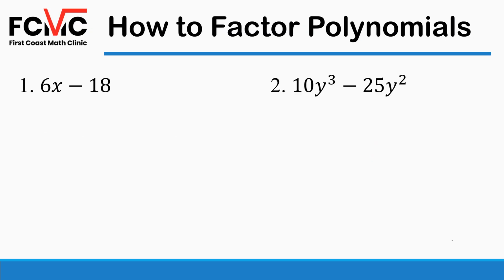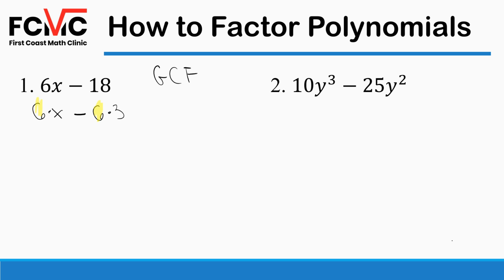So for examples 1 and 2, we've got 2 binomials. So those are polynomials with 2 terms, and we want to factor them. To factor our polynomials, we have to find our GCF, our greatest common factor. So let's start with number 1. We've got 6x minus 18, and let's factor this out. 6x, I could factor into 6 times x, and then 18, I could factor into 6 times 3. So my GCF here is going to be 6 and 6.